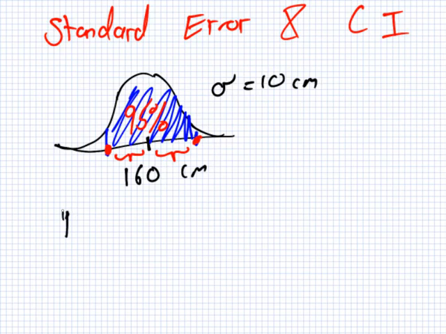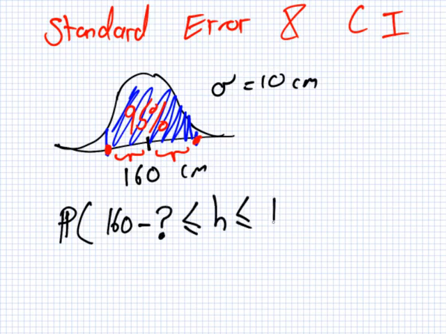I'm looking for two numbers, 160 minus some number, height less than 160 plus the same number. I want this to be 95%. In other words, how far from the mean do I need to go left and right so that I cover 95% of the possible heights? So we can actually use our tables to find this out. But before we do that, we have to convert this into z's.